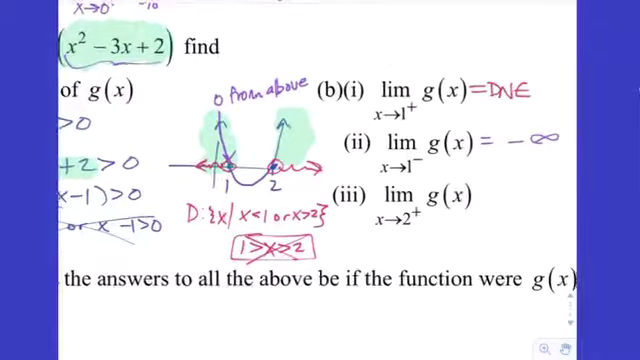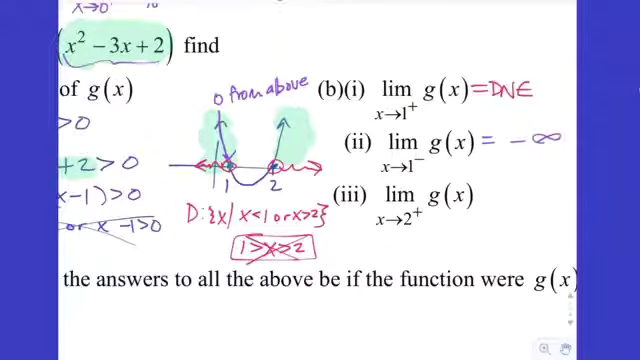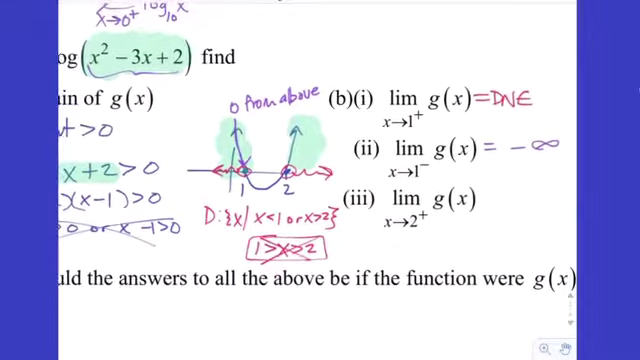All right, so now that you know that little trick, go ahead and figure out part 3, the limit as x goes to 2 from the right-hand side.